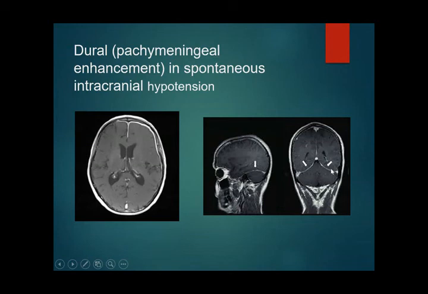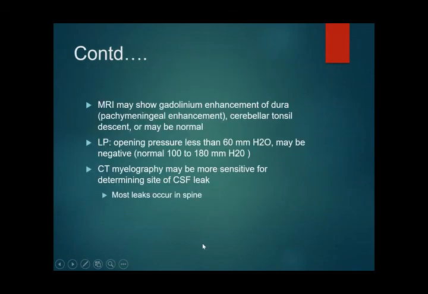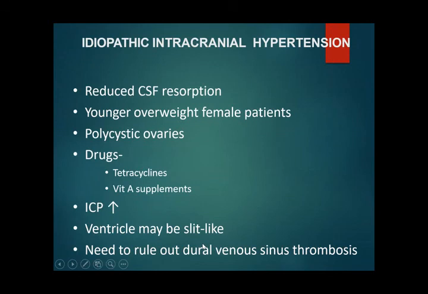ICP is raised, the ventricles may be slit-like, or may be normal, and in these patients we need to rule out dural venous sinus thrombosis. Why? Because many times venous sinus thrombosis patients may not have any other abnormality on the CT, like hemorrhagic infarction, and they may simply present with papilledema and headache. So in these patients we need to rule out dural venous thrombosis as a cause of the raised ICP before labeling them as idiopathic intracranial hypertension.